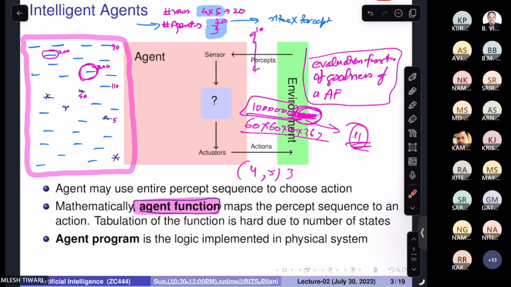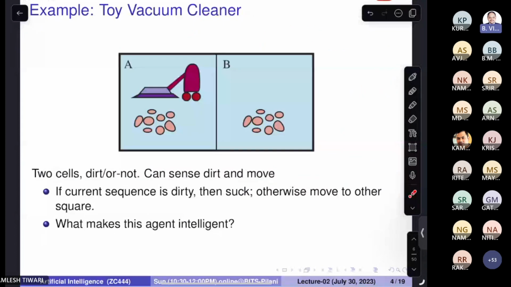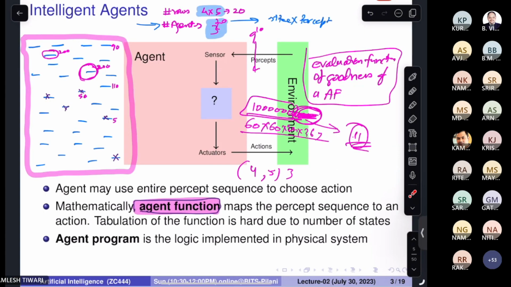Any questions on that? No, sir. Do you agree with me? Yeah. Excellent. So now let me give you another example.